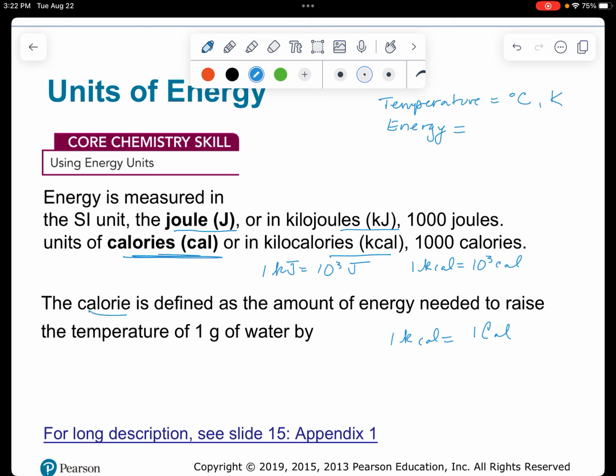A calorie is defined as the amount of energy needed to raise the temperature of 1 gram of water by 1 degree C. So it takes 1 calorie to increase the temperature of 1 gram of water by 1 degree Celsius.